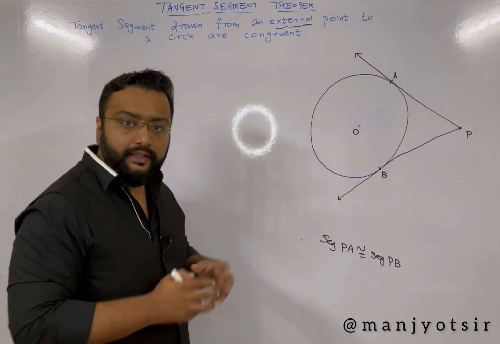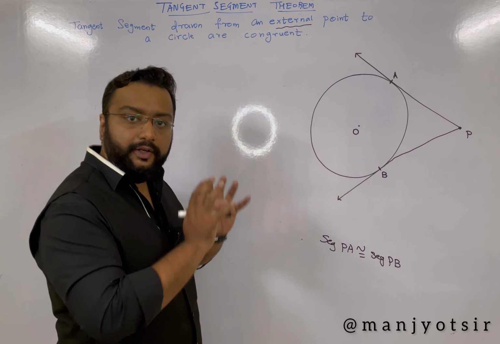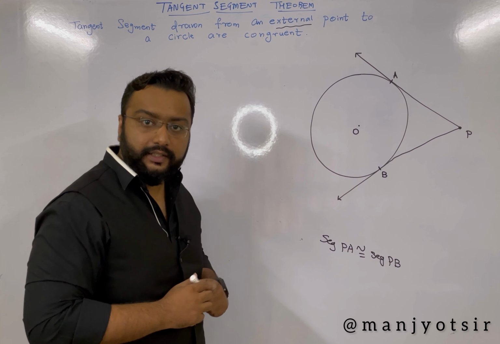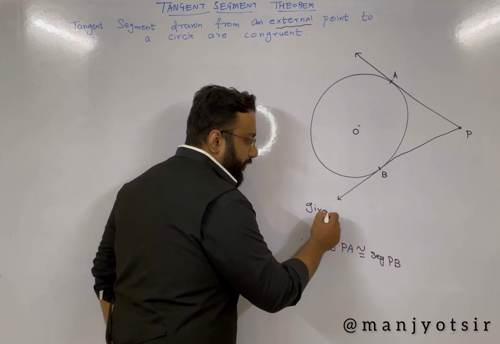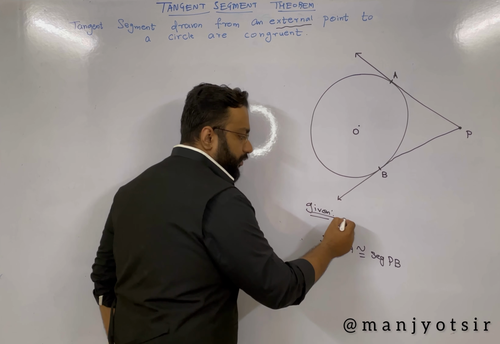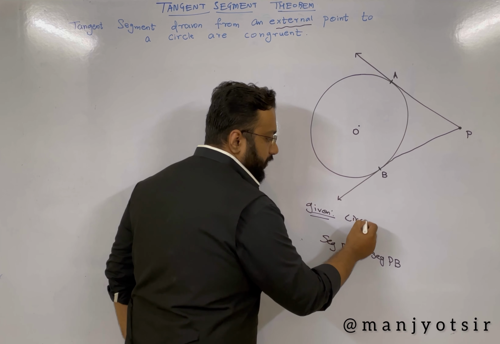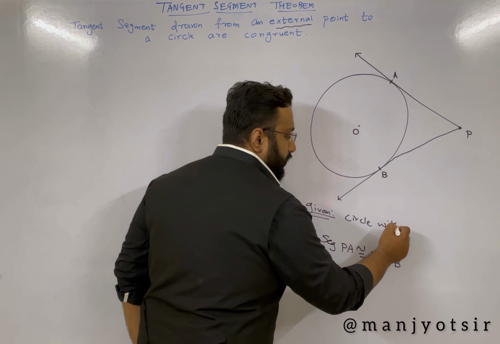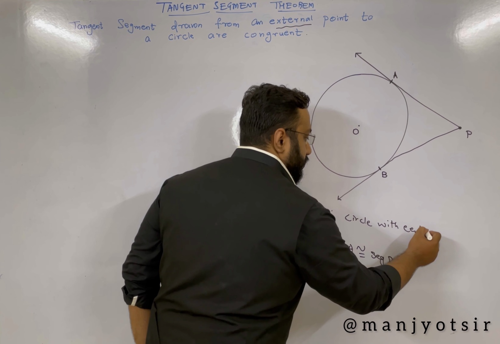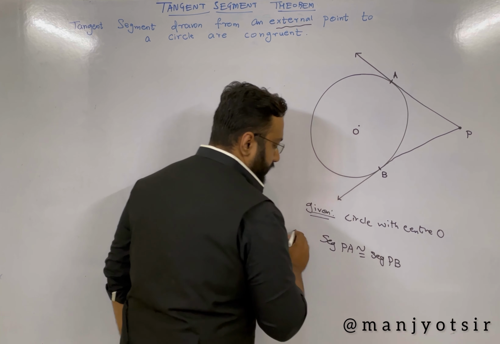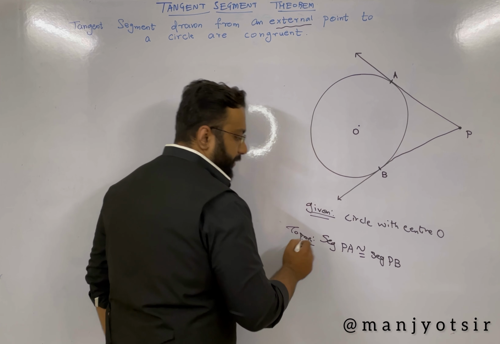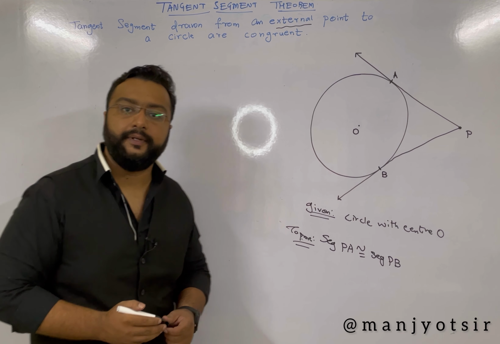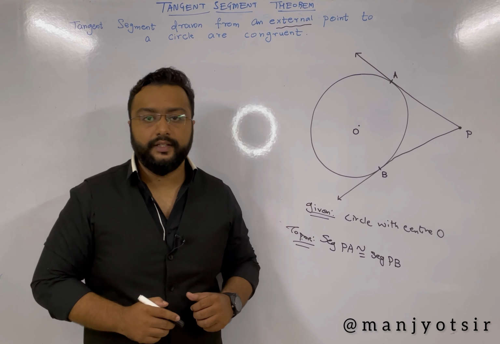Think and tell me, if we are solving a theorem, we should also write the given. So here, the given is very simple. If you observe, we have a circle, so we can say circle with center O. And here is our to prove part. That is, we need to somehow prove tangent segment PA is congruent to tangent segment PB. I hope everyone is clear till here.